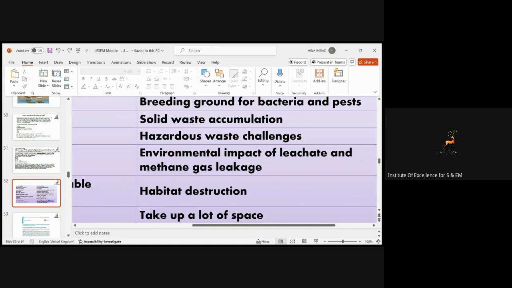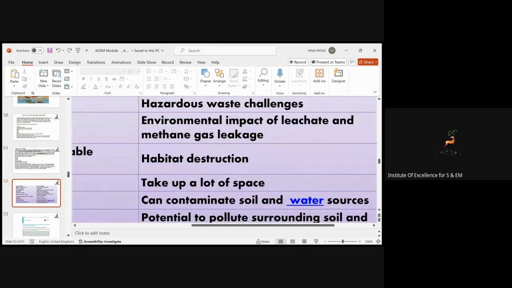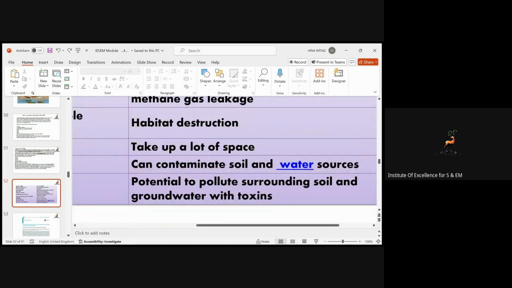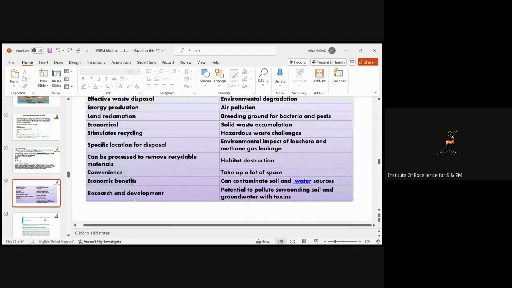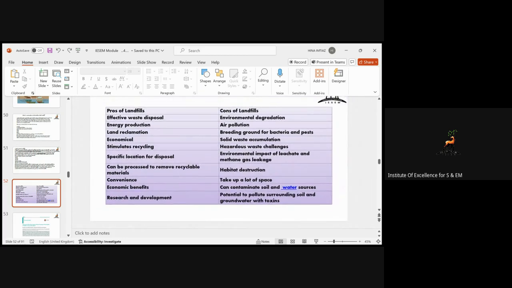Like if we enclose the landfill, and if we enclose the waste, it basically offers the release of the leachate, which is basically a very hazardous waste. Again, the habitat destruction, and it takes a lot of space. It can contaminate the groundwater and the soil, and it has potential to pollute the surrounding air and the groundwater with toxins. So these are the advantages and the disadvantages of the landfill.